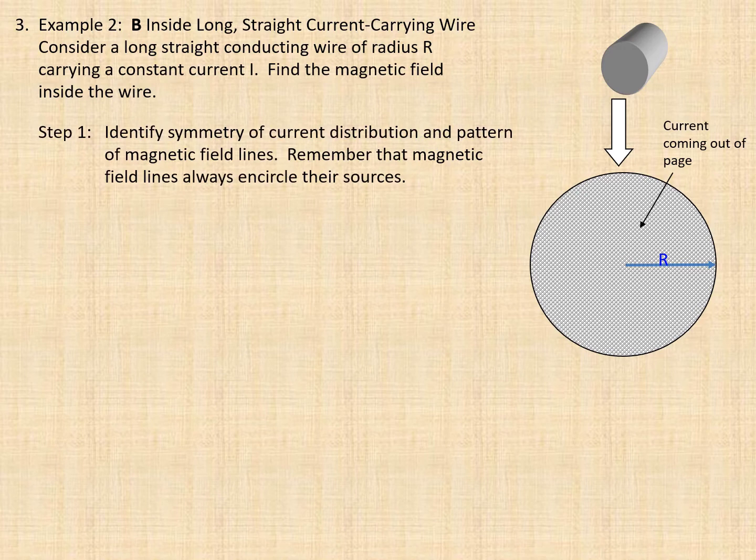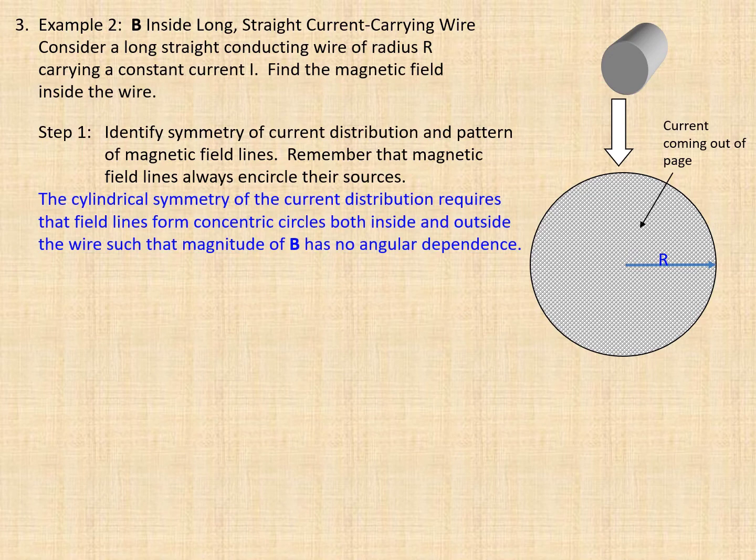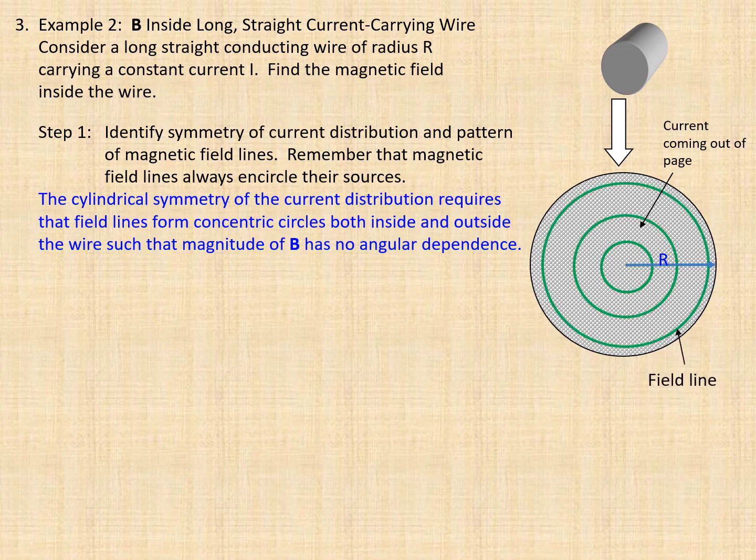Once again, we start the problem by identifying the symmetry of the current distribution. Remember that magnetic field lines always encircle their sources. So in this case, the cylindrical symmetry of the current distribution requires that the field lines form concentric circles both inside and outside the wire in order for the magnetic field to have no angular dependence. Here in green, I'm showing you some of these field lines inside of the wire.